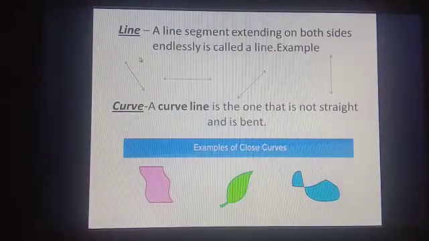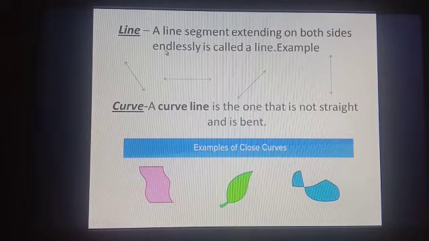Now next is the line. A line is a line segment extending on both the sides endlessly. That's why it is called a line. For example, you can see here that on both the sides arrows are drawn. It means you can extend the line from both sides. That's why it does not have any endpoint and it has no fixed length.